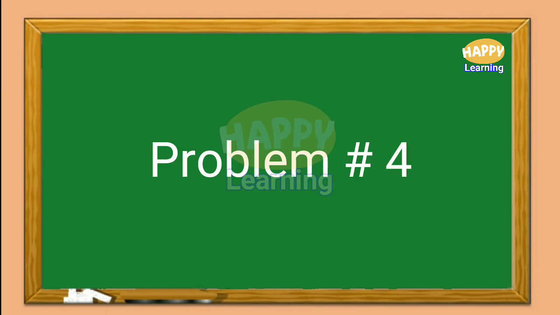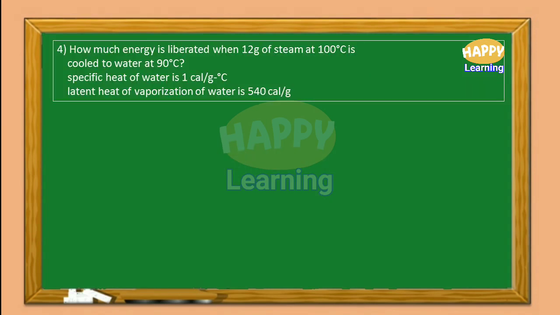Problem number 4. How much energy is liberated when 12 grams of steam at 100 degrees Celsius is cooled to water at 90 degrees Celsius? Specific heat of water is 1 calorie per gram per degree Celsius. Latent heat of vaporization of water is 540 calorie per gram.